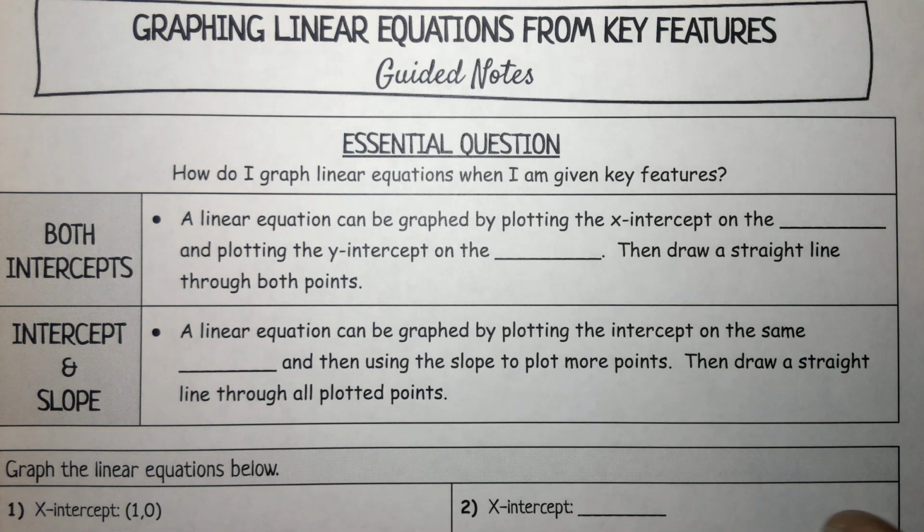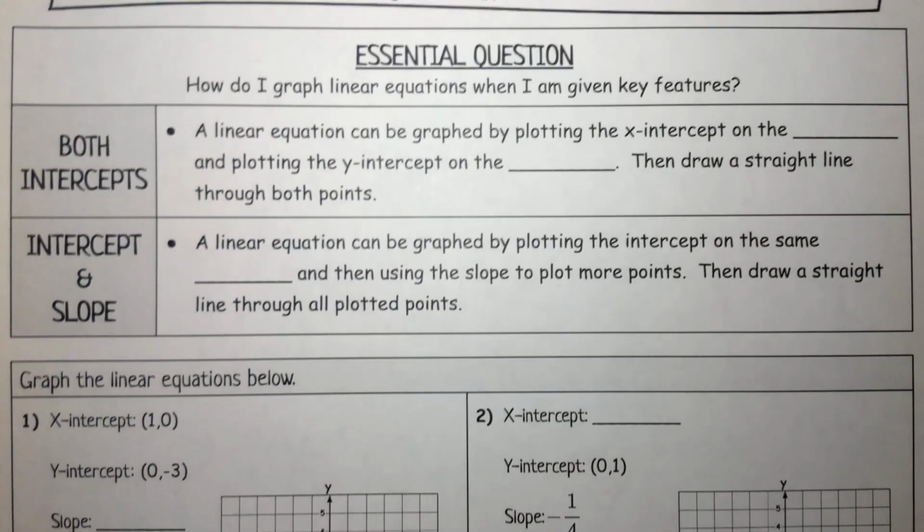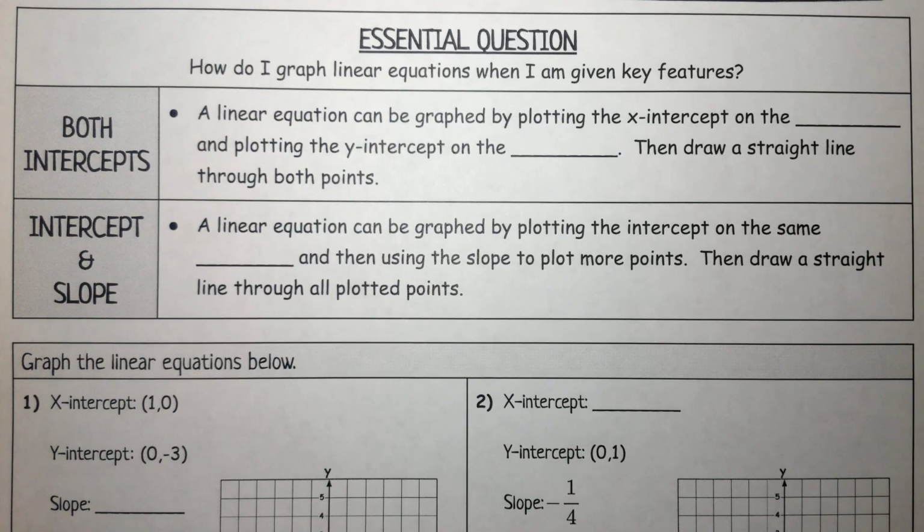Alright, this is graphing linear equations from key features. So, essential question, how do I graph linear equations when I'm given key features? Well, there's usually two types of things they'll give you. They'll either give you both intercepts or one intercept and the slope.